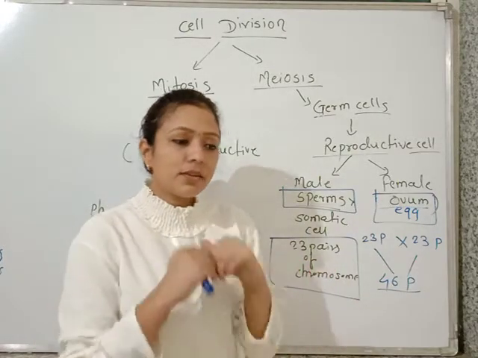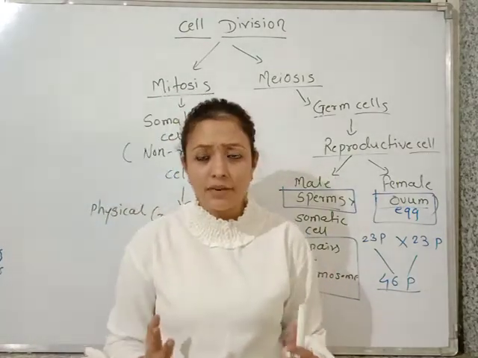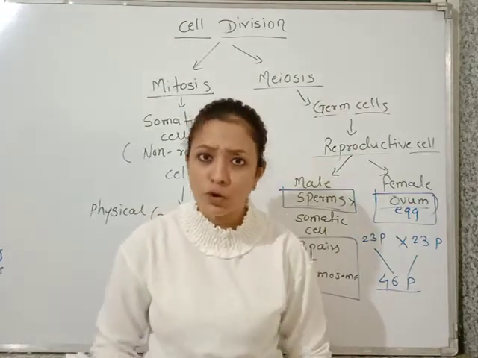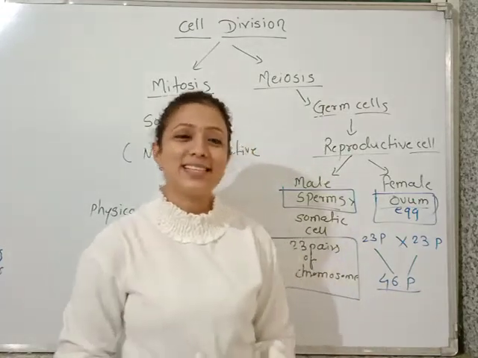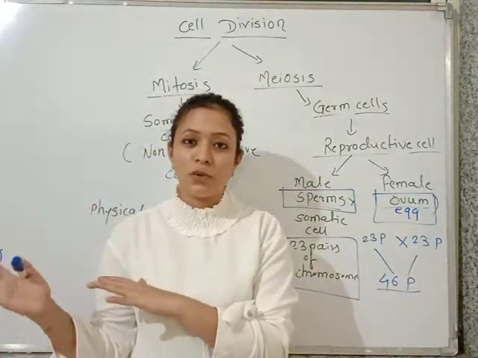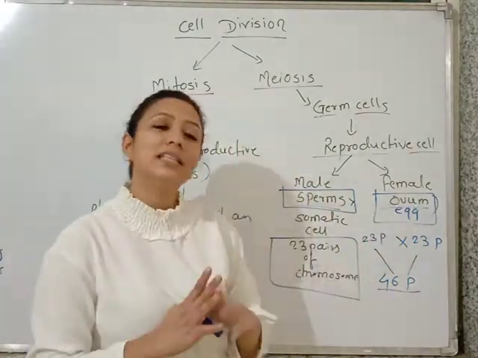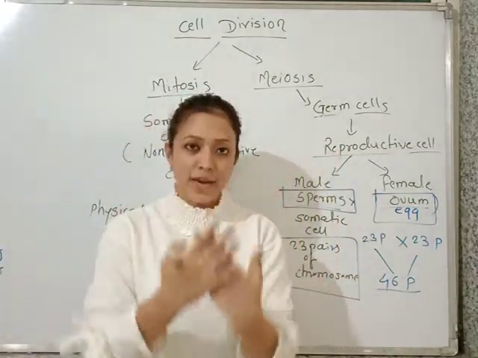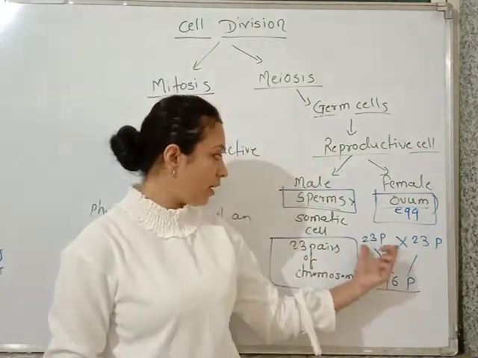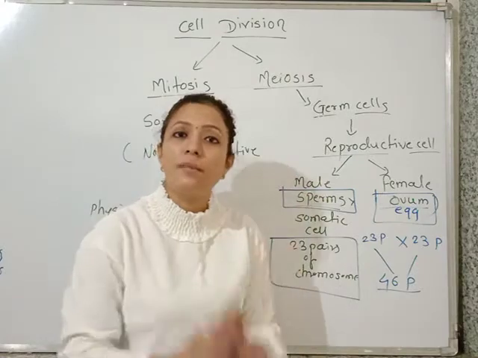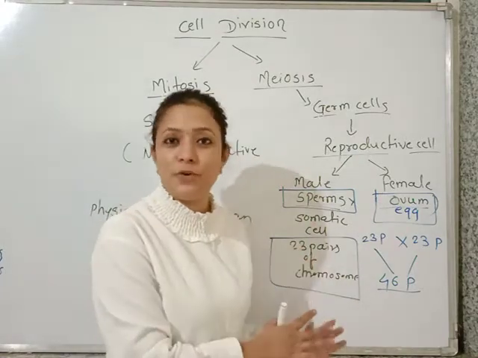Okay, so what is the significance of having such a half number of chromosome? The significance is the half number of chromosome would come from the one parent and half from the another parent, so that will together form the 23 pairs, which is a normal number of chromosome in case of human being.